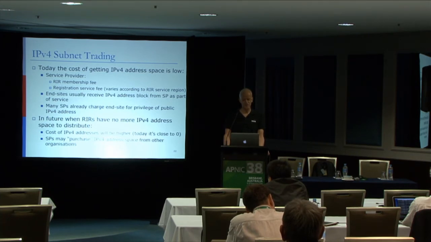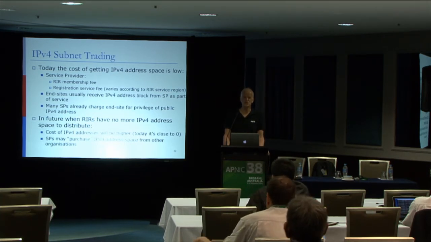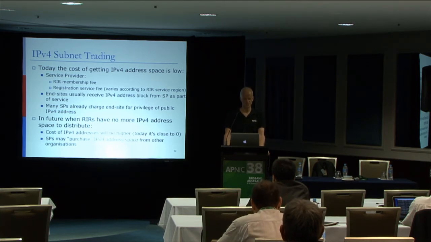So in future, when the registries have no more v4 address space at all, the cost of v4 addresses will be a lot higher. At the moment, it's close to not very much at all, close to 0 for network operators. Never mind the non-availability, but if you can still get address space from the registry, it's your registry membership, which is very low per address. Of course, the price may well go up in the future.